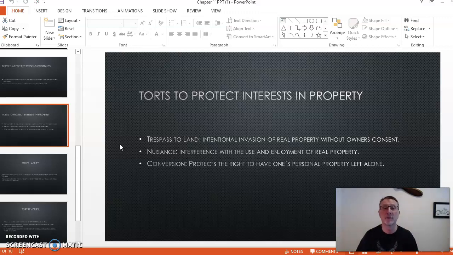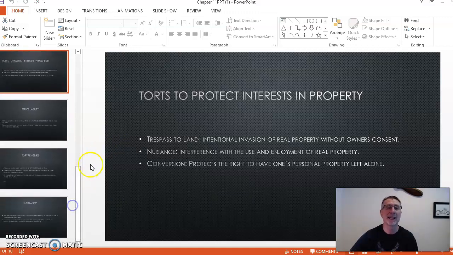And then we have what's called conversion, which protects the right to have one's personal property left alone. So people do have a right to that. We see those kinds of cases sometimes in hoarding cases, where the government will have to step in and say the property is full of junk and it's a nuisance to the neighborhood.